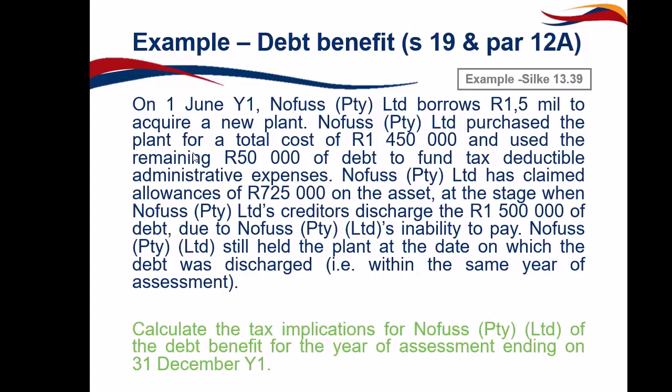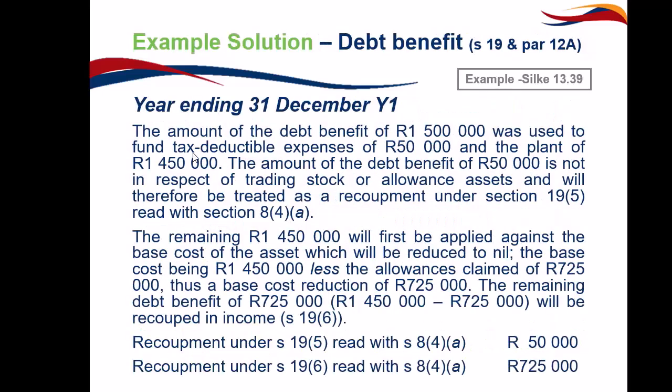Okay, so how much is our debt benefit in this case? 1.5 million. So the full debt was discharged. Great. Okay. So because the full debt was discharged, it means that the 50,000 relates to the tax-deductible expense, and for that it's going to be easy. We're going to do recoupment in terms of section 19(5) of 50,000. Okay, and the balance, which is going to be 1.450 million, it's going to relate to the asset.